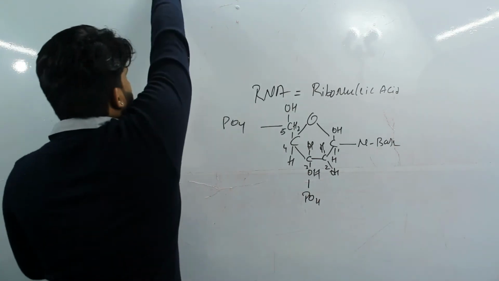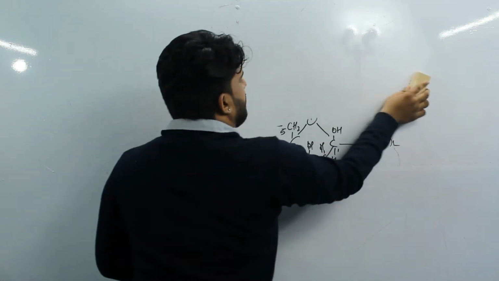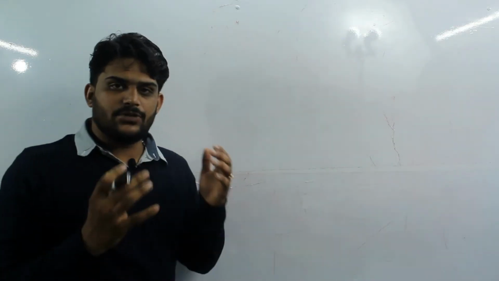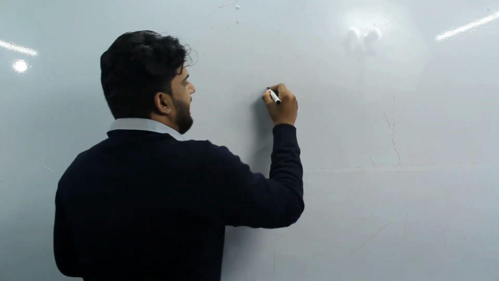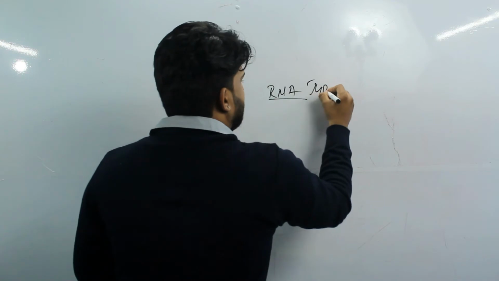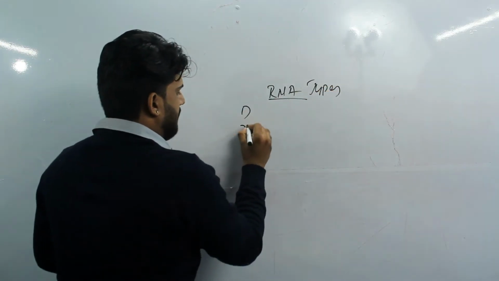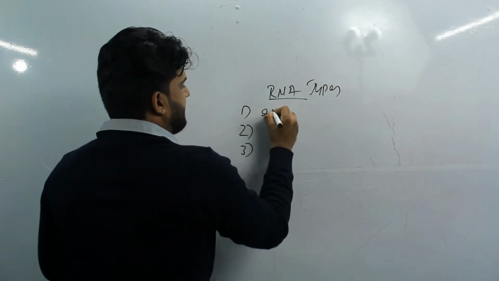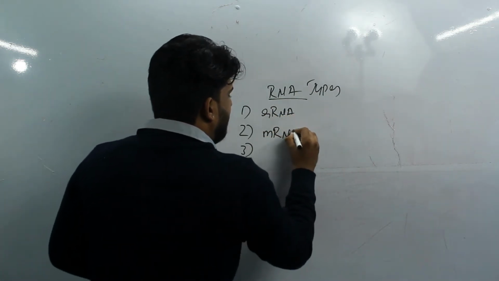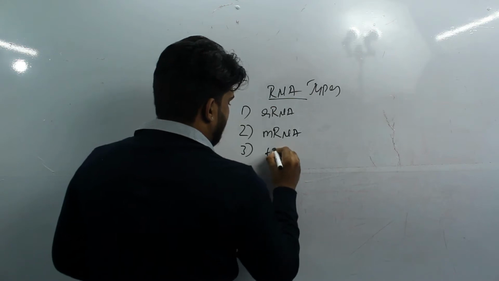Next, moving on, what is mRNA and how is it different from RNA? It is not different from RNA, it is one of the types of RNA. Ribonucleic acid has 3 types: the first one is rRNA, the second one is mRNA, and the third one is tRNA.